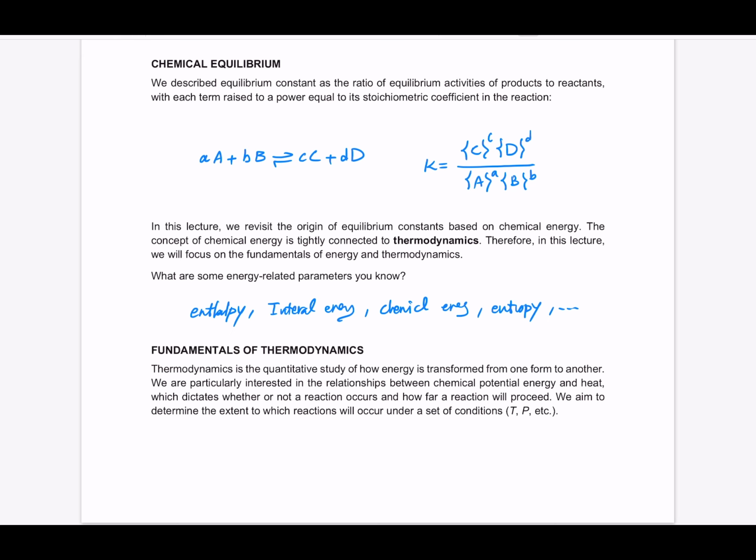A formal definition of the fundamentals of thermodynamics is basically a quantitative study of how energy is transformed from one form to another. So this is basically the whole field of thermodynamics. What we're interested in is the relationship between chemical potential energy and heat. This is something that we're going to talk about today. Also, we aim to determine the extent to which reactions will occur under certain conditions. That's another factor that we're going to talk about at the end of the lecture.